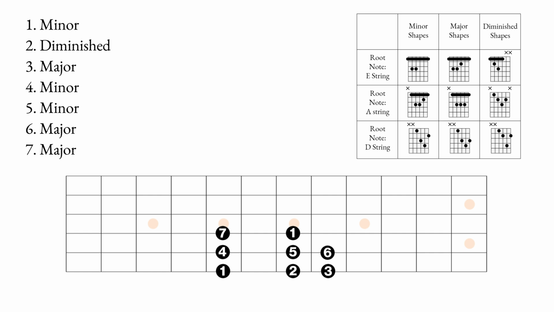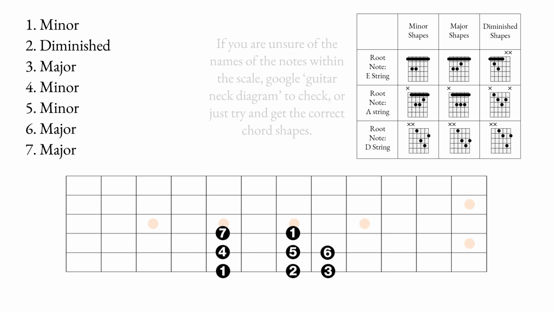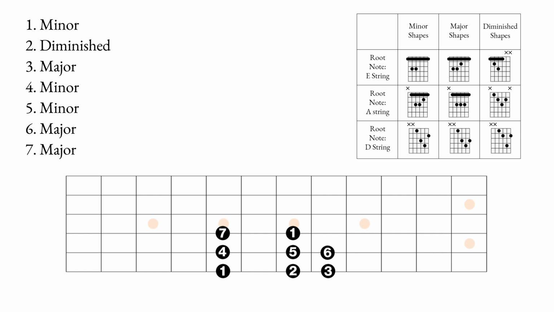All you need to do is match the note in the scale with the chord on the list, and then use the correct shape for the string that you're on. I'm going to go through these now, so if you want to try and figure them out for yourself, then pause the video. I'll show you these quickly because they're going to have the same name as the chords we looked at previously in A minor, but some of them will be different shapes.